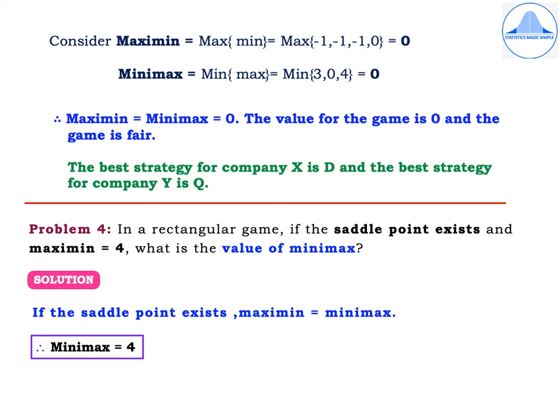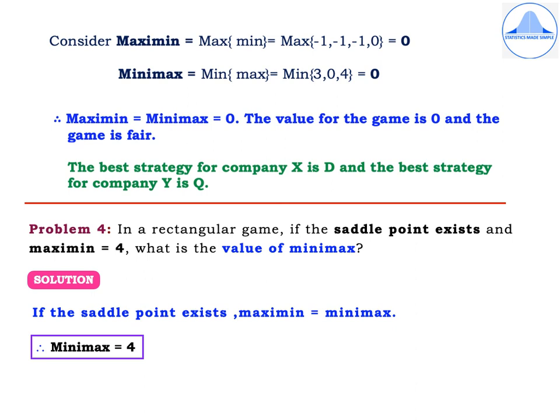Now you can find the saddle point in the payoff matrix. So whichever payoff has both the circle and the box, that is the point where the saddle point exists, or that's the position where the saddle point exists. So don't forget to write the best strategy for company X is D and the best strategy for company Y is Q.